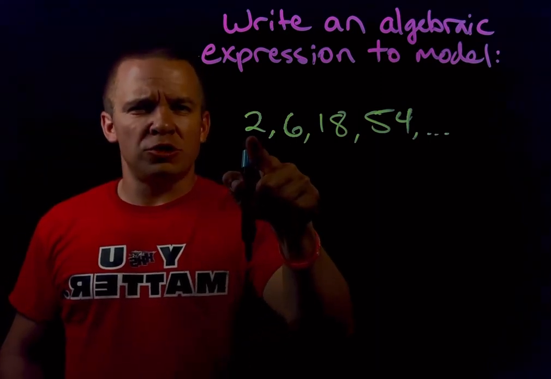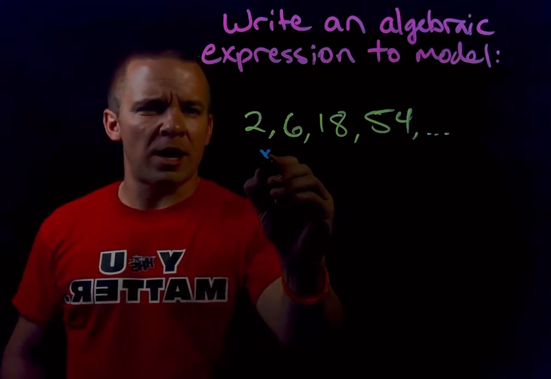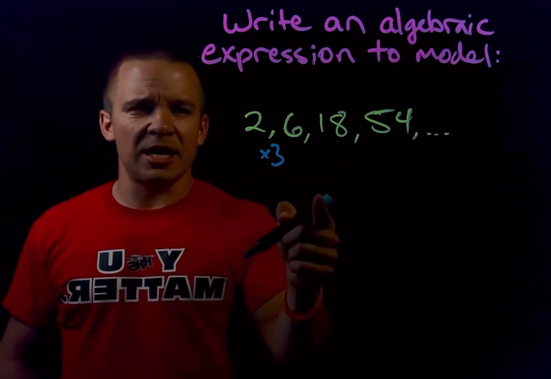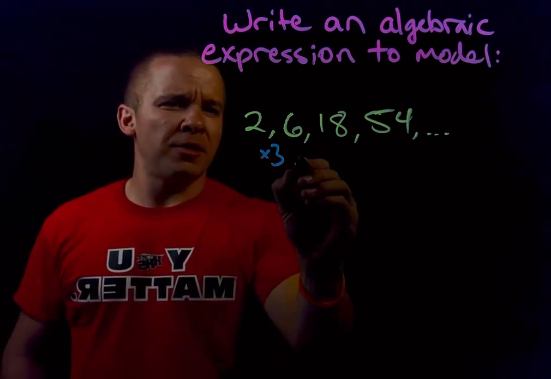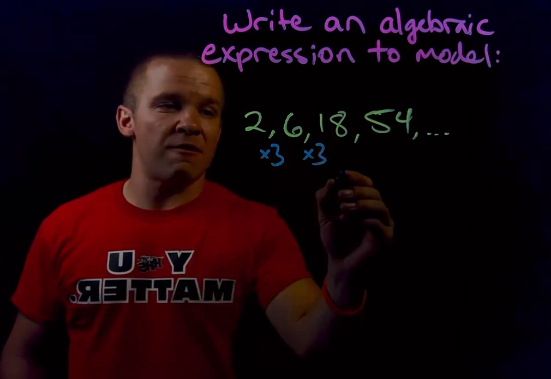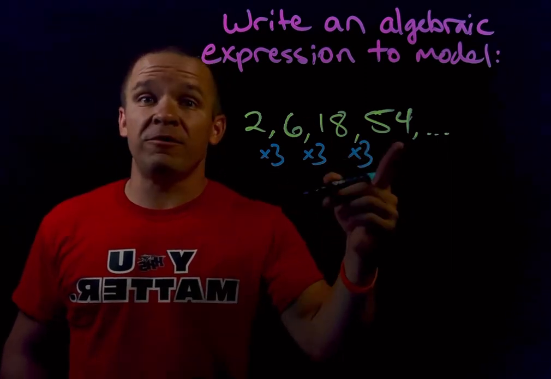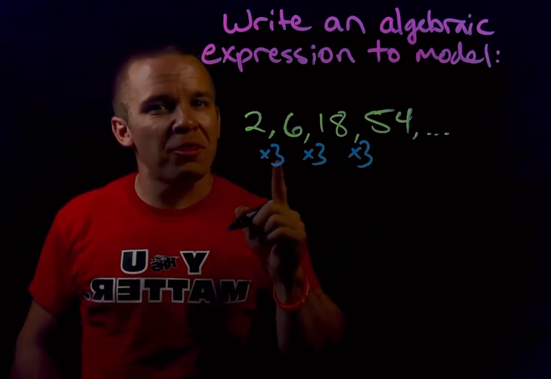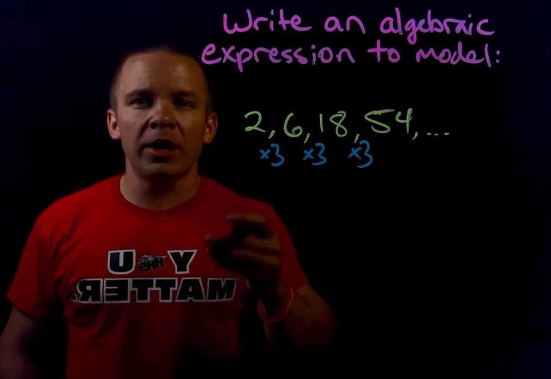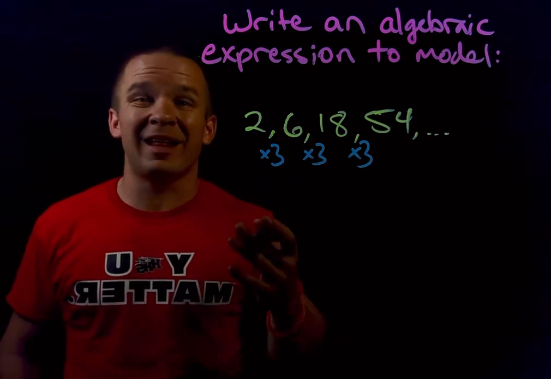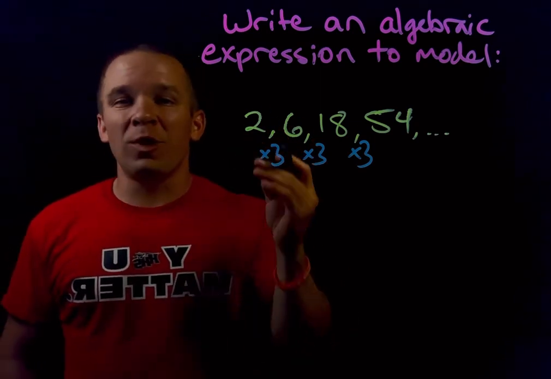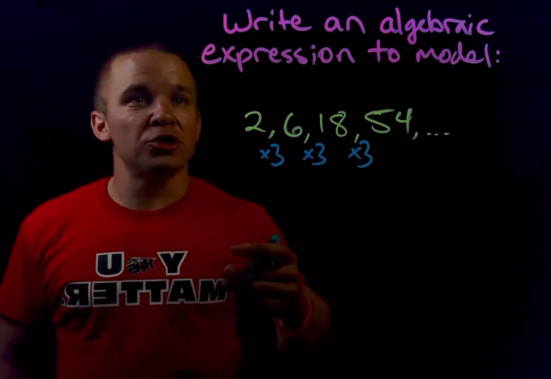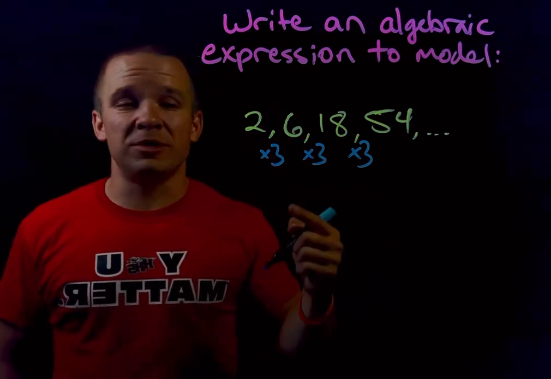Well, if I triple 2, meaning multiply by 3, I'd get 6. Let's see if that works again. If I multiply by 3 again, I'm going to get 18. And if I multiply by 3 again, I'm going to get 54. Okay, so multiplying by 3 is my pattern here. And when I'm doubling or tripling or quadrupling, I'm dealing with an exponential function or exponential expression to model this particular pattern.